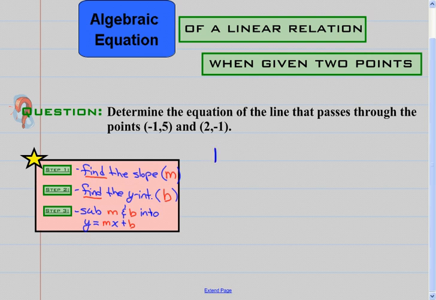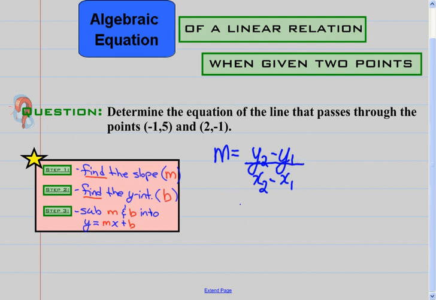Now, how do we find the slope given 2 points? Well, we can use the slope formula. The slope formula looks like this. It's y2, notice that the 2 is not an exponent, minus y1, divided by x2, notice the 2 is not an exponent, minus x1. If you recall, y2 minus y1 gives us the rise, or the y differences, or delta y. x2 minus x1 gives us the run, or the x differences, or delta x.